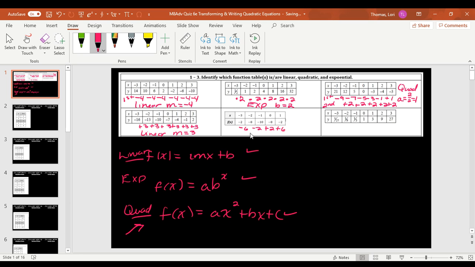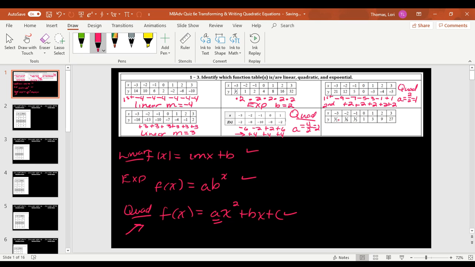So from negative 6 to negative 2, that is an increase of 4. From negative 2 to 2 is an increase of 4, and from 2 to 6 is an increase of 4. So that lets me know, since it has a second difference that's constant, this function table is quadratic. So this would be my a value. You take your second difference and you divide it by 2. So my a value would be 2.